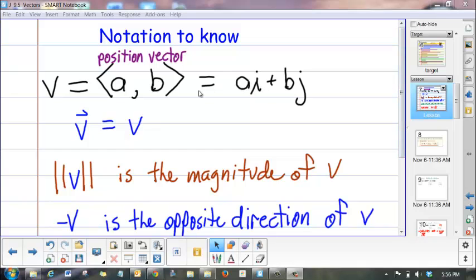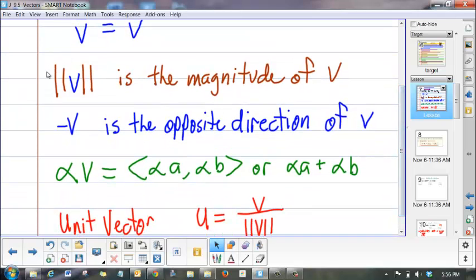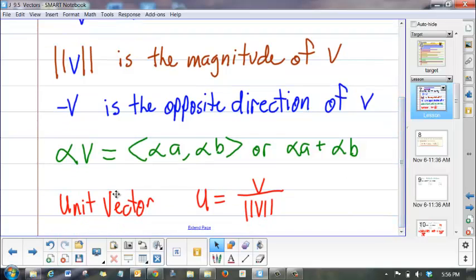All right, so first of all, let's just review some notation. These are a couple different ways to represent your vector. ai plus bj will be what we use today. The double absolute value is the magnitude or the length. It's kind of like the hypotenuse. And the unit vector we defined before as well.